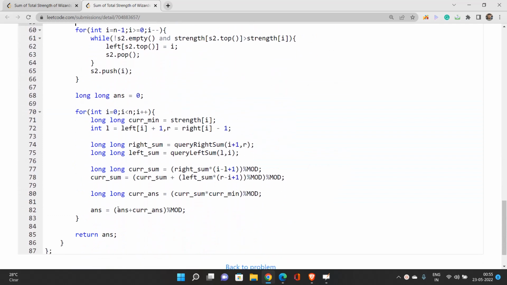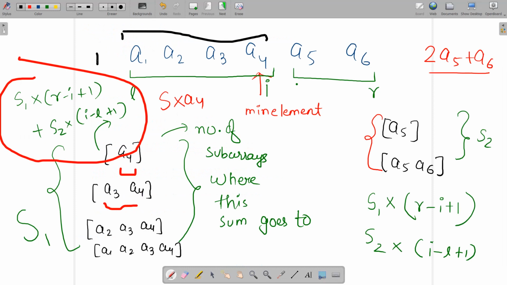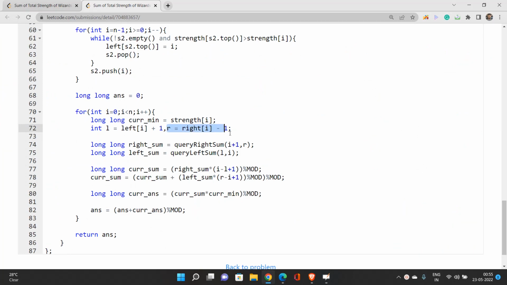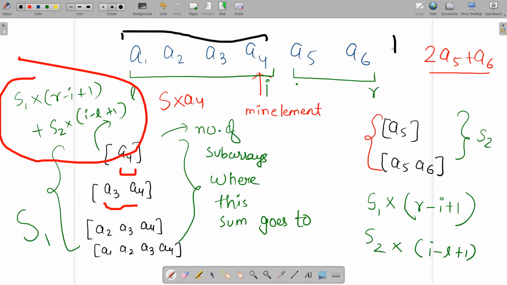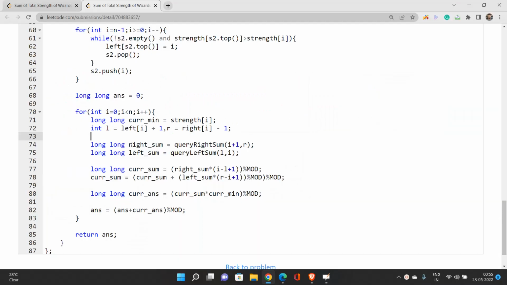So first let's move on to this main section. What I am going to do is find out the current minimum, which is nothing but strength of I, and L is left of I plus 1. Left of I is basically the position of this one plus 1, which is actually the position A1. Here I am going to denote it by L, and similarly R is right of I minus 1, that is over this position, which is the next smaller element to the right of this A4, minus 1. So I will compute the right sum, and also compute the left sum.